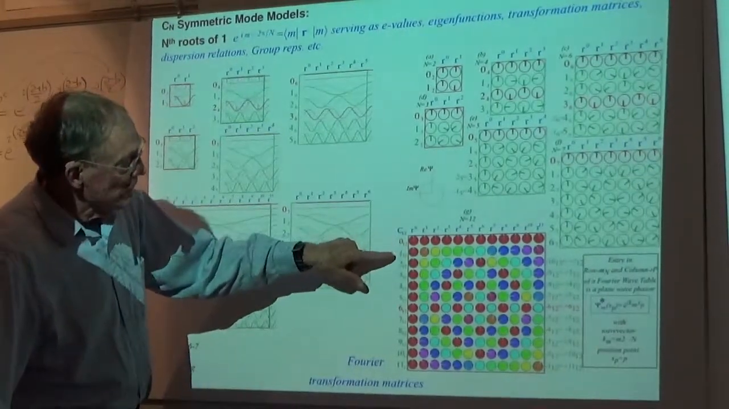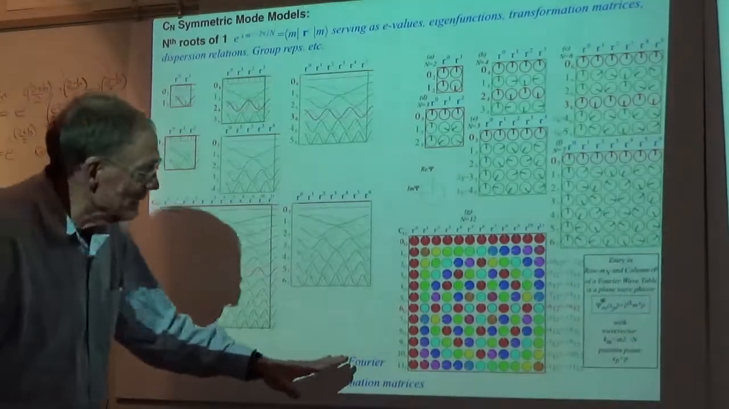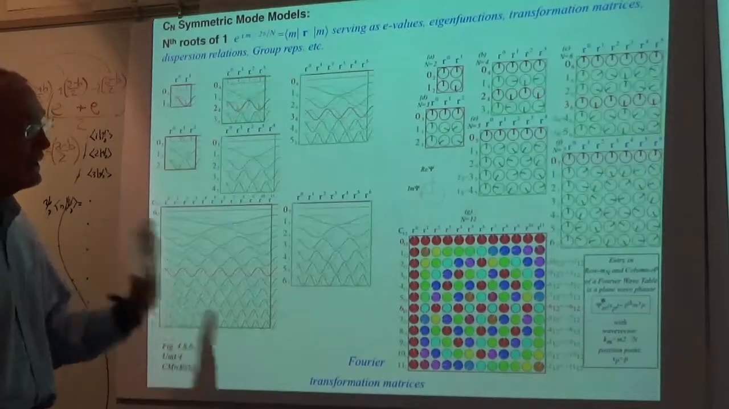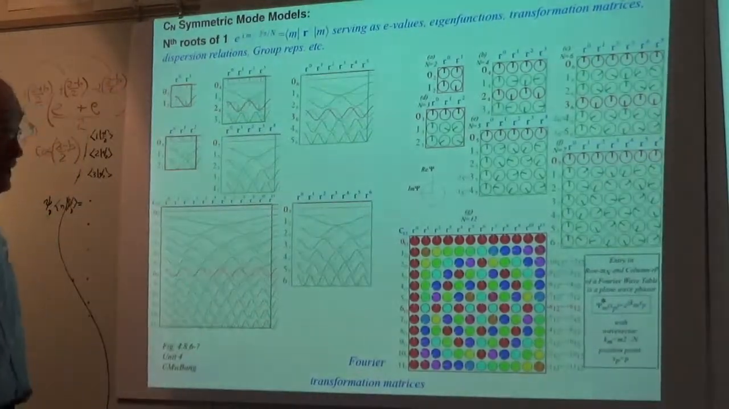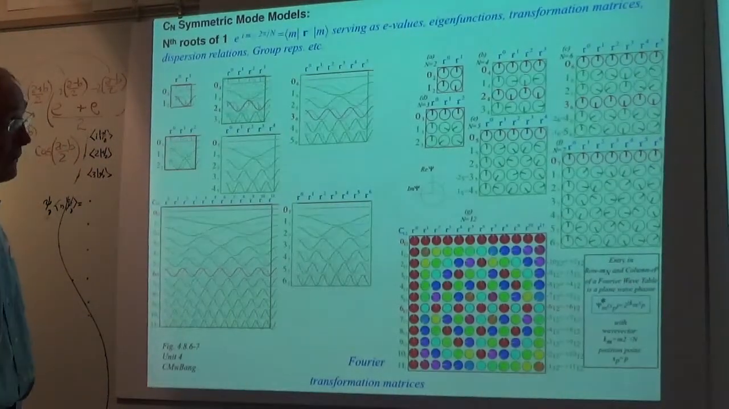0 mod 12, 1 mod 12, 2 mod 12. Well, that's the Fourier transformation matrix. That's what that is. That is the actual Fourier transform for a 12-member quantum dot system that has, well, it doesn't matter what symmetry it has, this is the way you Fourier transform it.